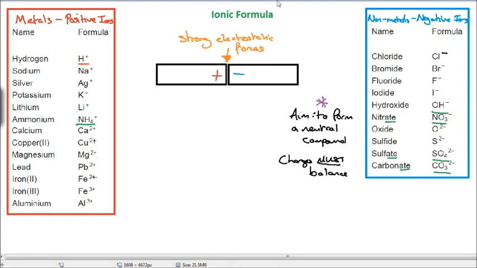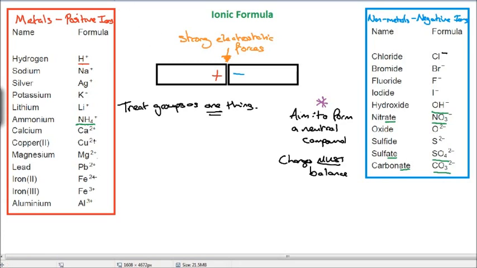Now those groups we treat the same as we were doing before. We treat groups as one thing, as one ion. That's very important. So let's have a look at something.